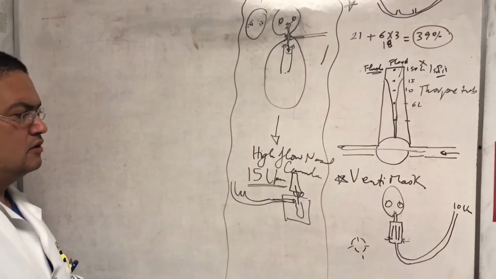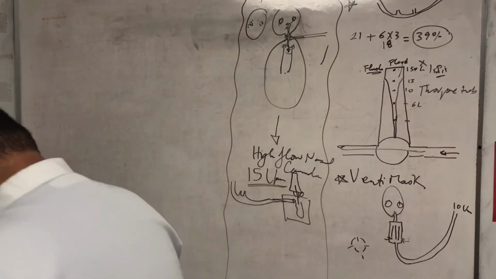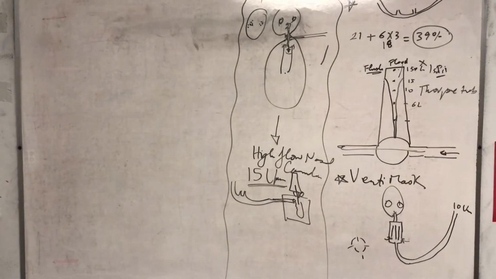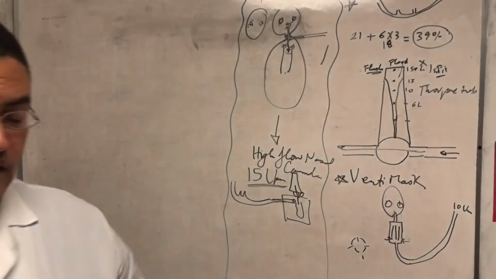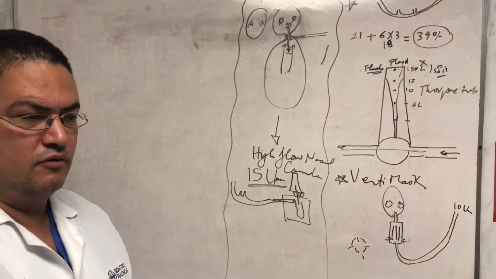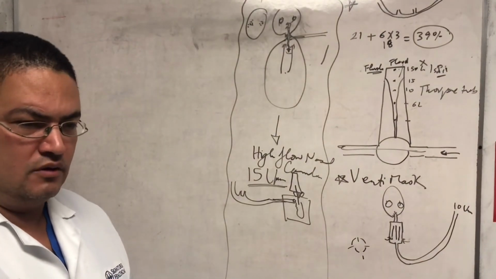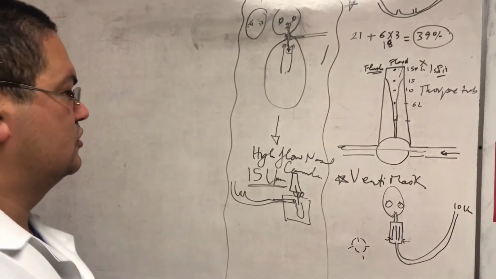Okay, so what percentage does that give you? Well, nobody knows. If you do the calculation using 3% per liter per minute, 15 times 3 gives you 45 plus 21, about 65%. So we can titrate patients on that.